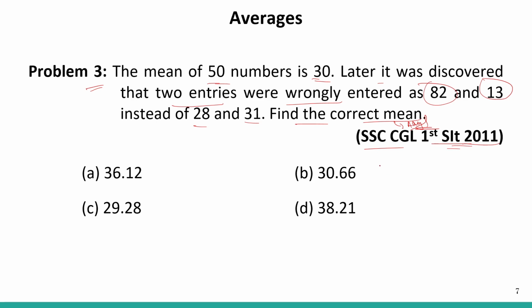So what we can do is find the cumulative sum when the entries were wrongly entered. It will be 50 into 30, which is equal to 1500. Because these numbers were wrongly entered, we can negate them from this, that is minus 82 minus 13, and enter the right terms, plus 28 plus 31. Then we divide it by 50, and whatever we are left with is the actual new average.